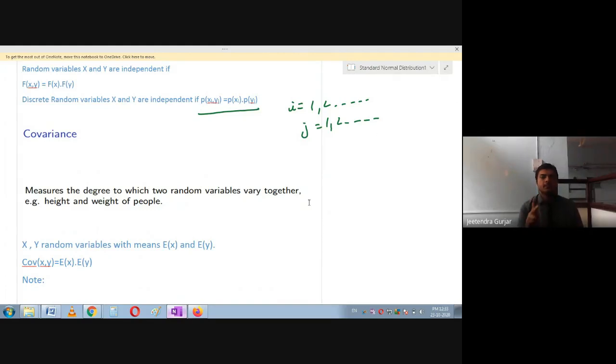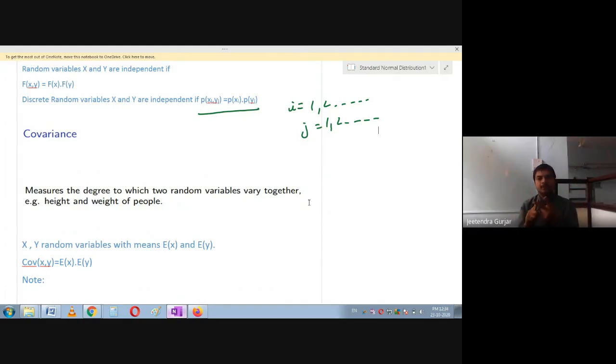Please remember this. Suppose I take one example: in one class, whether it is mechanical, aeronautical, or CS, any class, if you compare height and weight, we can separate these students by their height and weight.